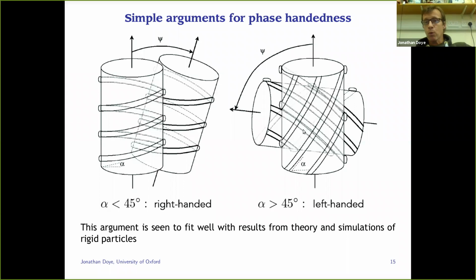Whereas if you have quite weakly twisted systems with, say, alpha greater than 45, then the opposite is the case, and you're expecting the most favorable interaction between two particles to be with a left-handed twist. So that's the basic idea.